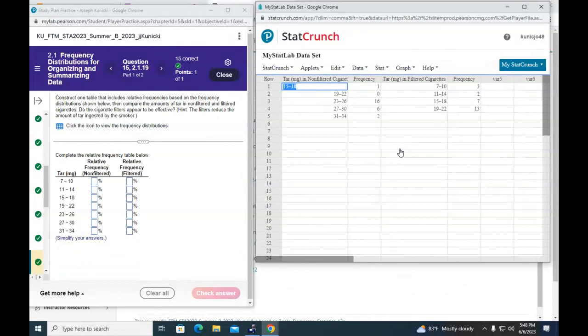17 and 8 is 25. 12 and 13 is 25. So each one has n equals 25. 1/25 is what percent?